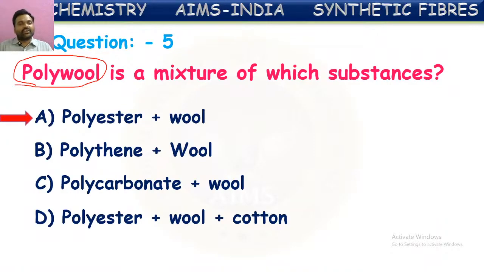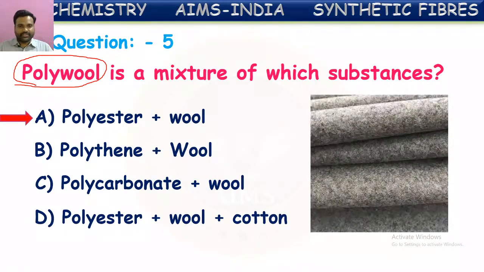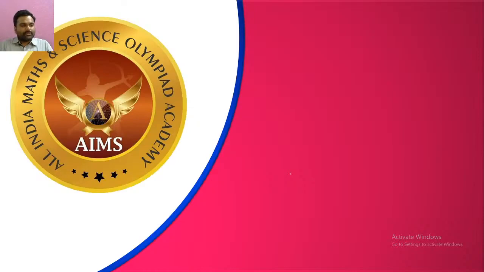Yes, you are correct. It is made from polyester and wool. When we mix polyester with natural fibers like wool, we get poly wool. If you mix polyester with cotton, then it comes under polycot. These are called blended fibers. So this is about different types of synthetic fibers. Yes, it is poly wool. It will have the properties of both wool and polyester.